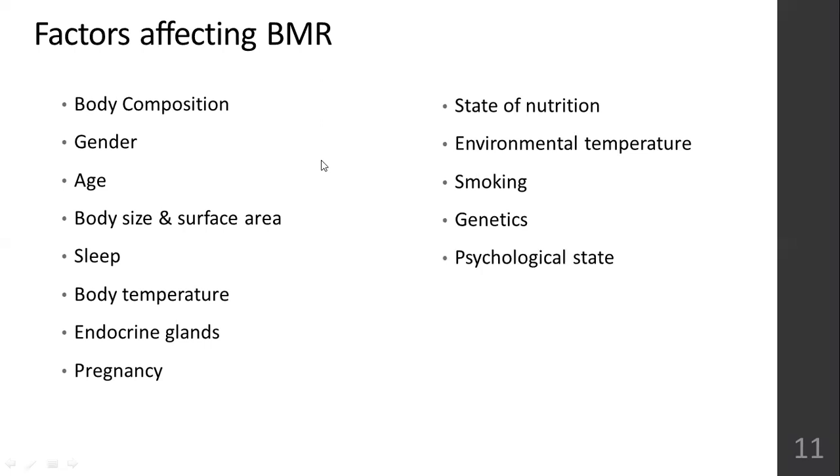Psychological states: when you are stressed, when you are suffering from anxiety, when you're having an anxiety attack, your metabolism goes up. To calm down the anxiety, to calm down your stress, the body is working out to make epinephrine, because epinephrine is the fight and flight hormone. With depression your metabolism goes down. With anxiety and stress your metabolism goes up. Then certain pharmacological agents like nicotine and caffeine also increase the BMR.